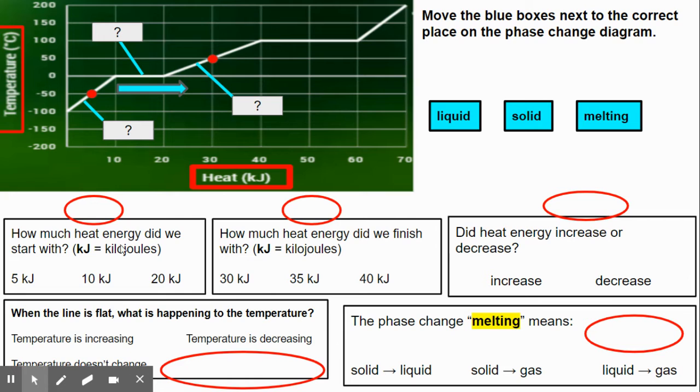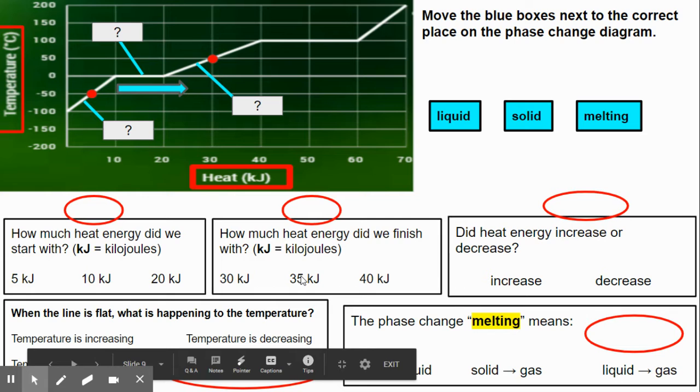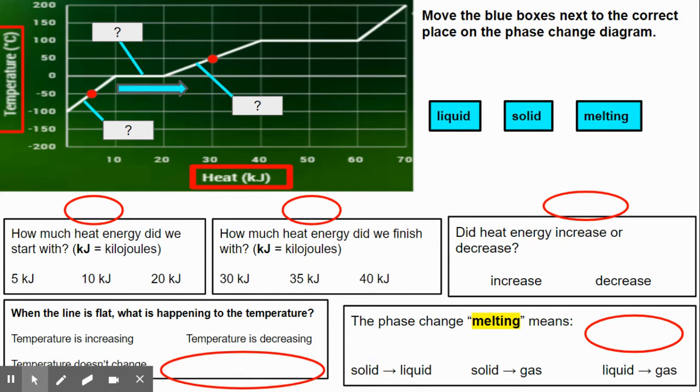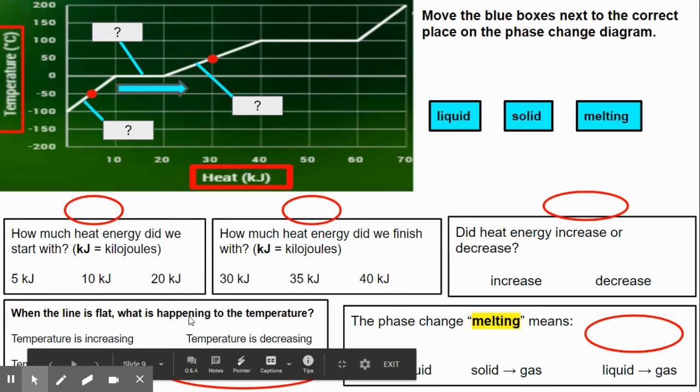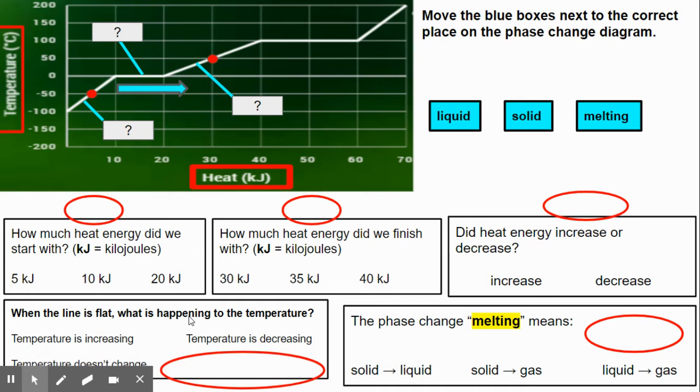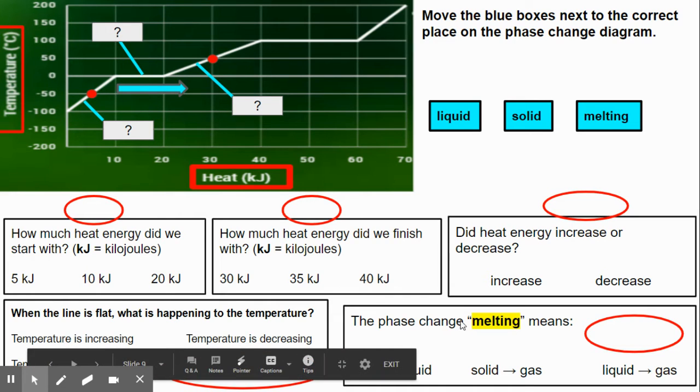How much heat energy did we start with? What was the kilojoules? How much heat energy did we finish with? Did heat energy increase or decrease? And then look at these questions down here. When the line is flat, what is happening to the temperature? The phase change melting means what? So I'm having you do this in Google Classroom.